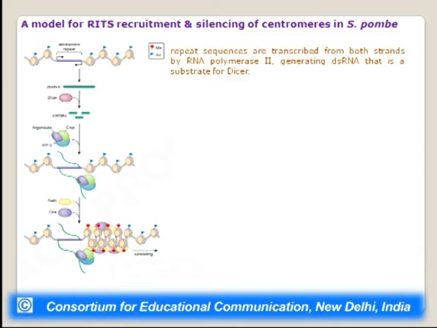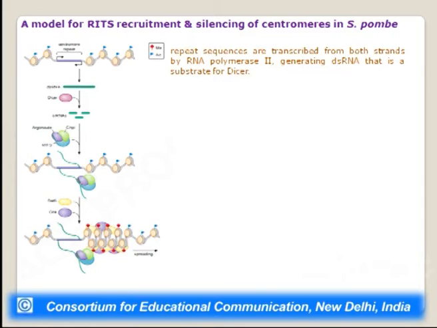So, there is a typical nucleosome spaced arrangement on the topmost part, and there is a particular sequence, the centromeric repeat sequence, lying in between. This sequence is transcribed from both the ends, resulting in double stranded RNA. This double stranded RNA is then chopped into smaller portions by the enzyme called dicer.